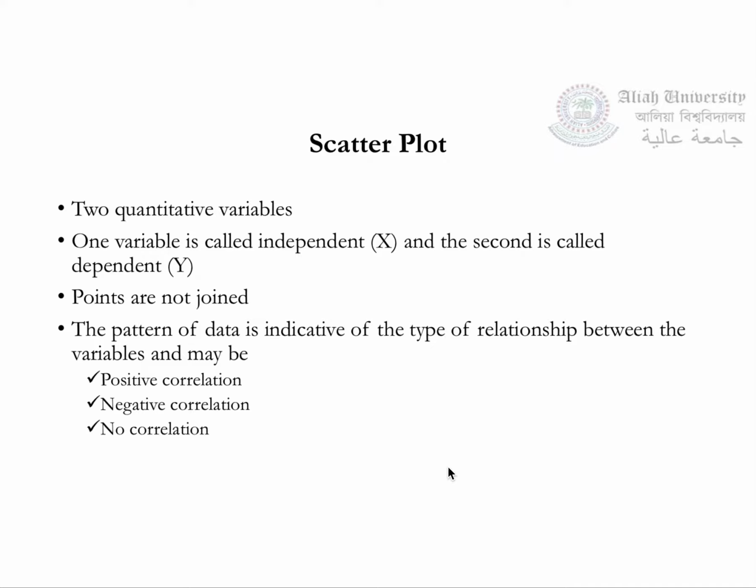The pattern of that data in the scatter plot is representative of the type of relationship that exists between the variables. The variables may be positively correlated, negatively correlated, or there might be no correlation between them. We'll come back to this in a short while. So we'll take some examples as to how correlation can be there.